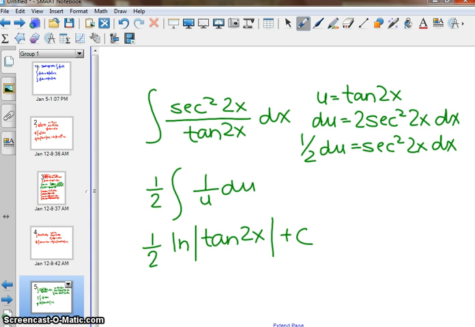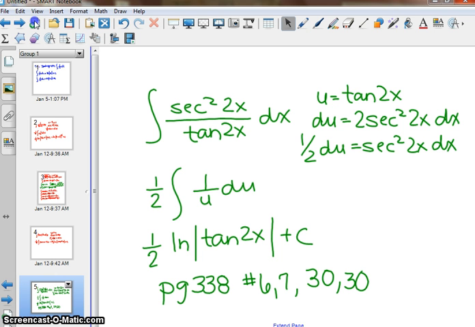I would like you to try a couple problems before you come to class tomorrow. So, on page 338, I would like for you to do numbers 6 and 7. I would also like you to try one of the trig integrals. So why don't we try number 30 and 33. Good luck, and I'll see you in class tomorrow.